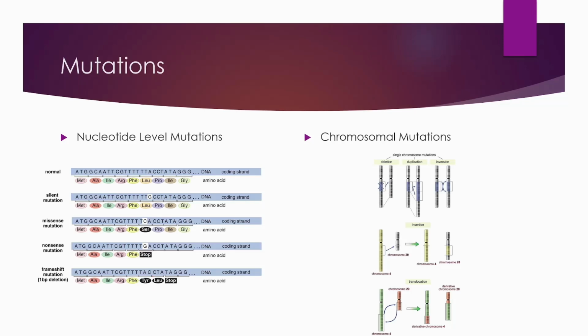There are also things such as frameshift mutations where they add or delete one, causing it to shift over one amino acid, creating several different amino acids.